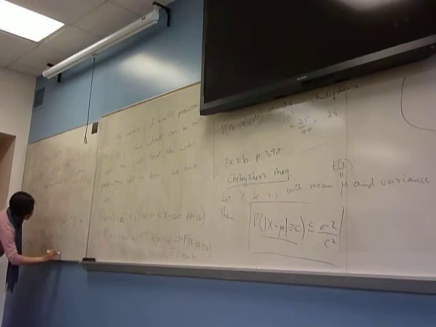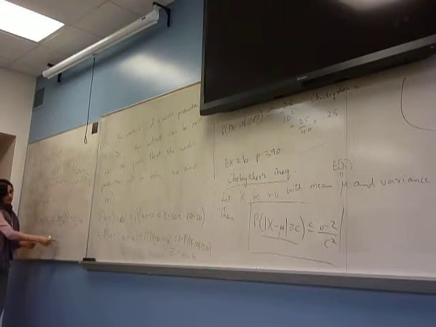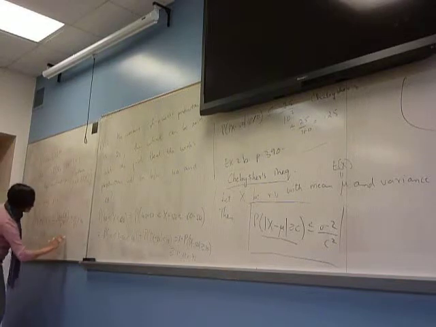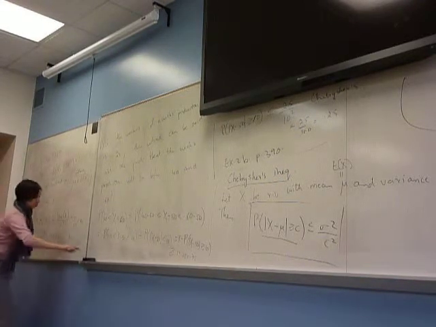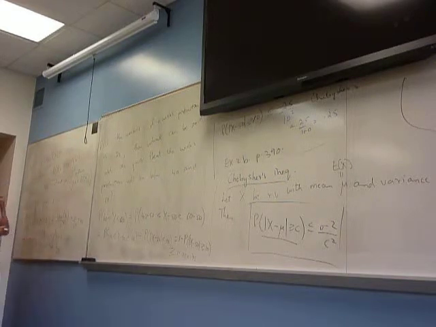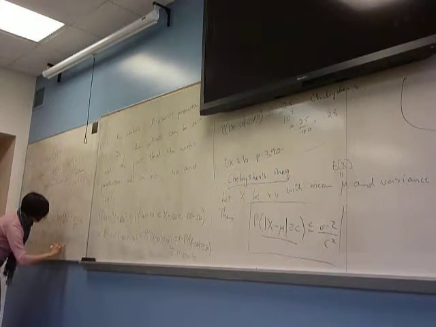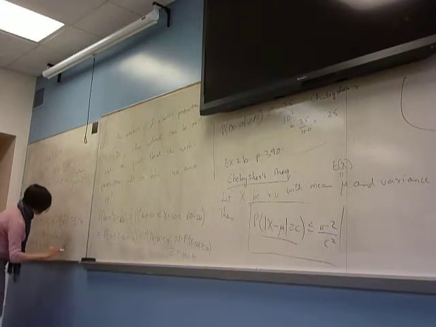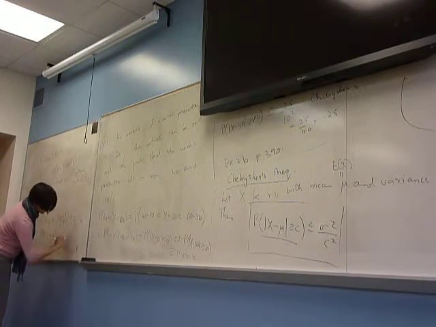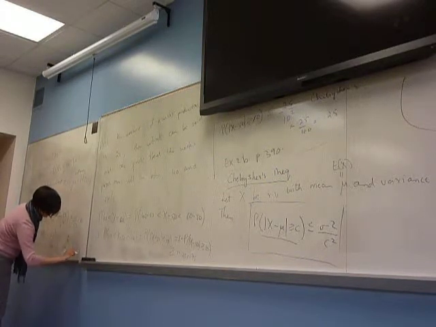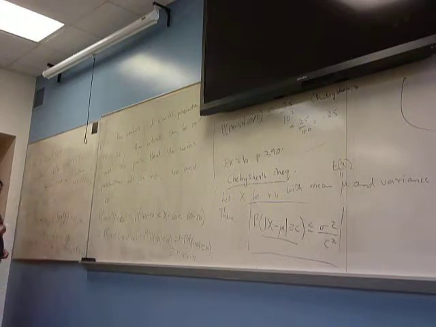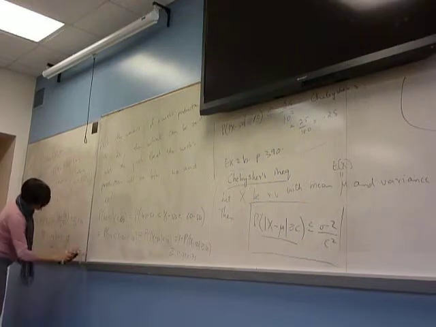Let's take the limit as epsilon goes to 0. This is true for every epsilon, so as epsilon goes to 0, it's still true. It's still 0. So basically, if you take the limit as epsilon goes to 0, this just gives you the probability that x does not equal mu.